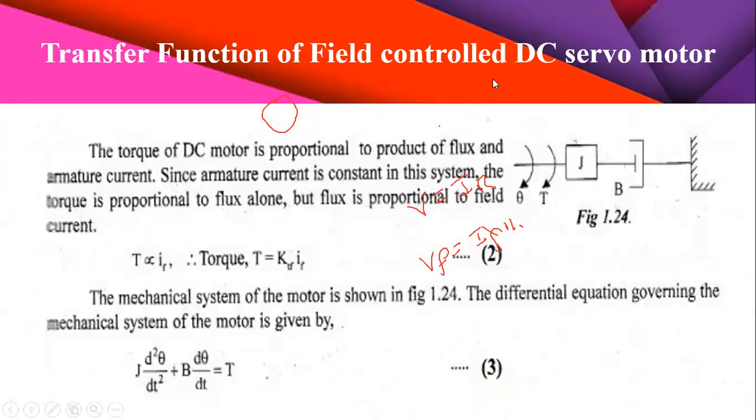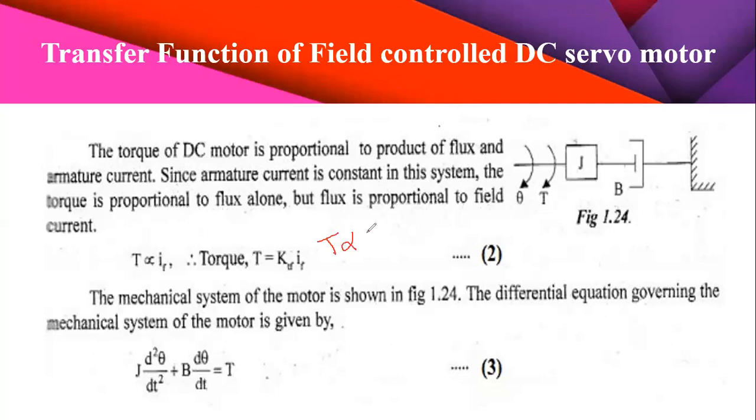So next we have to consider the mechanical parts. Mechanical parts consist of torque, moment of inertia, and frictional coefficient. For this I am going to find that equation. So already we discussed it, right? The torque is directly proportional to the armature current.